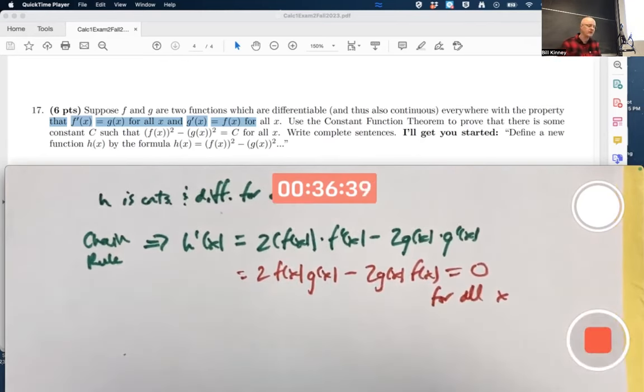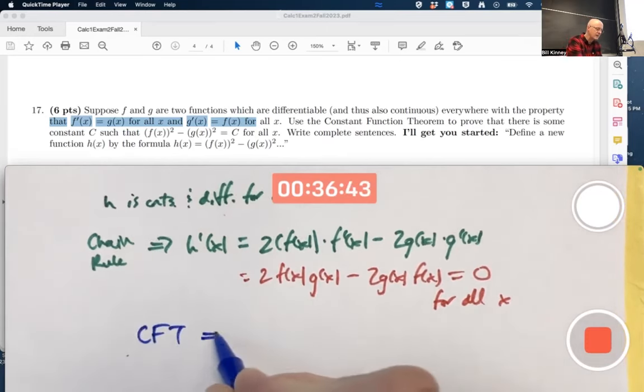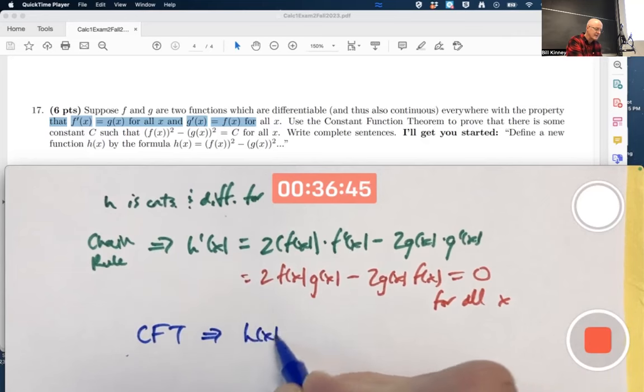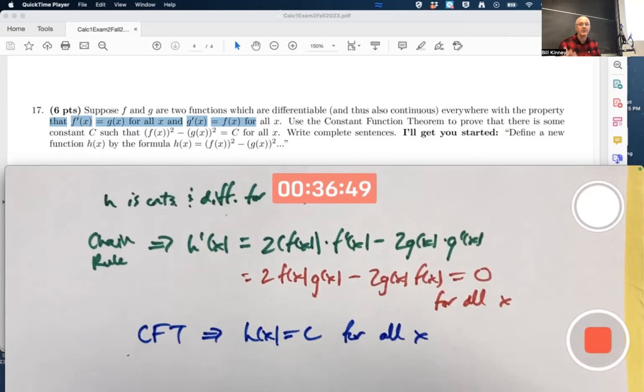I verified the derivative of this function is always 0. Therefore, I can now apply the constant function theorem to say h of x equals some constant c for all x. And that's what I really wanted to do because of how h is defined. Done. Okay? Verify the hypotheses are satisfied. Then you know the conclusion is satisfied, and the conclusion is what you need.